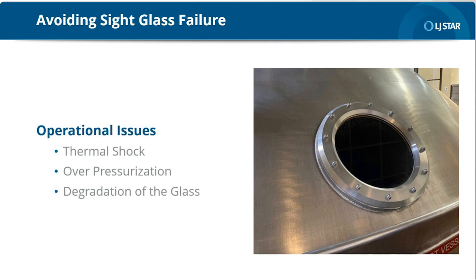Degradation of the sight glass: in chemical corrosion, there is a measurable loss of glass weight when it is exposed to certain chemicals. With erosion, it can be degraded from abrasive process media.